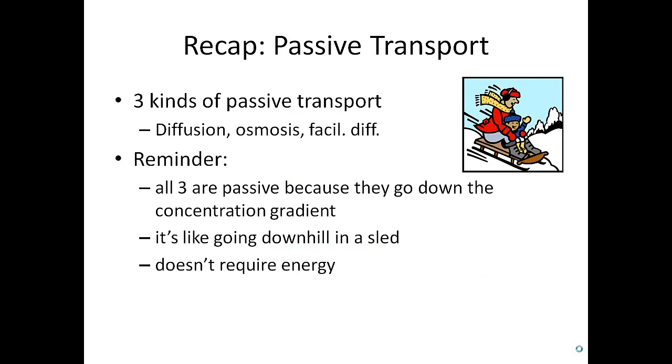Facilitated diffusion for anything that's too big or too hydrophobic that it can't get through the membrane on its own, so it needs its own help to go from high to low. It gets a protein. All 3 are passive, down the gradient, downhill, no energy. Next, you'll be looking at active transport and how that's different.